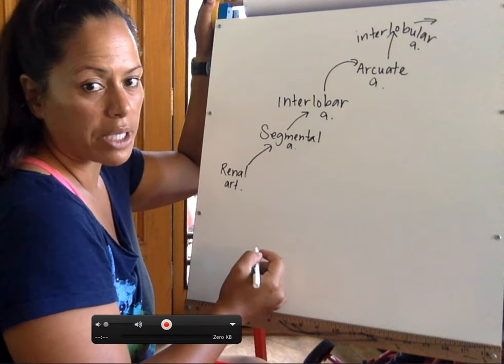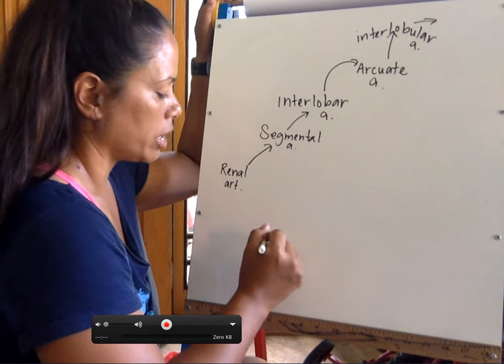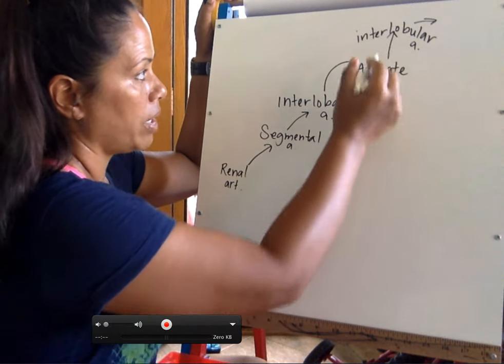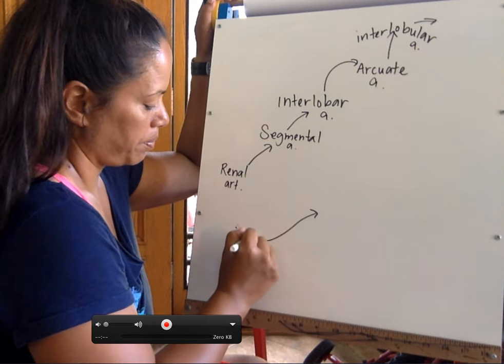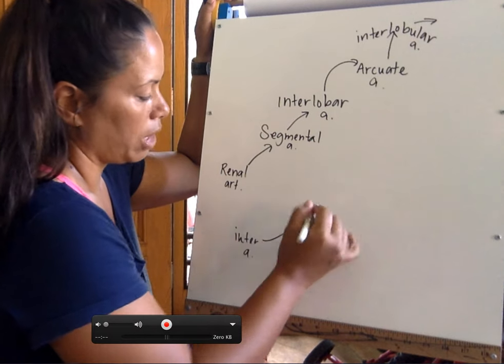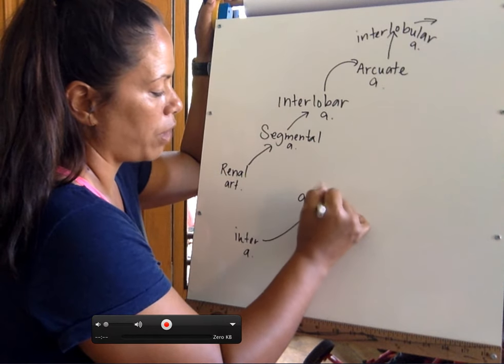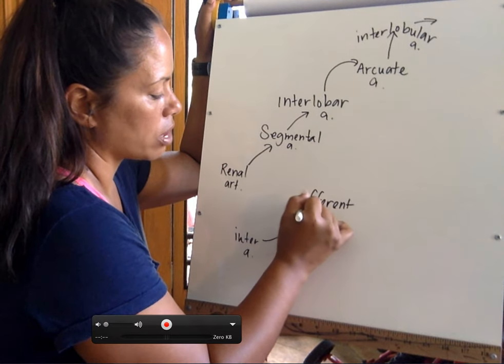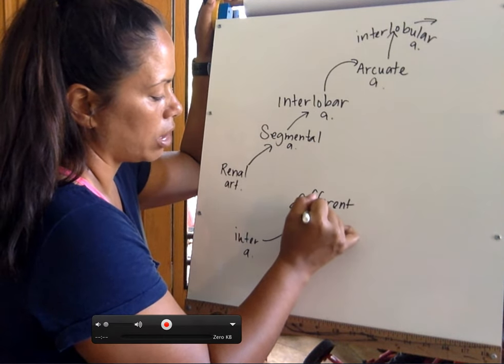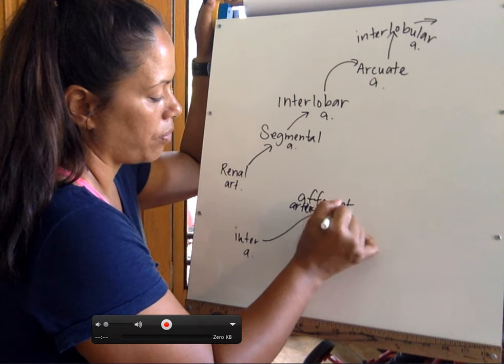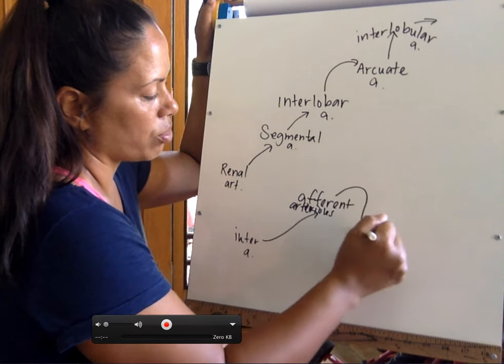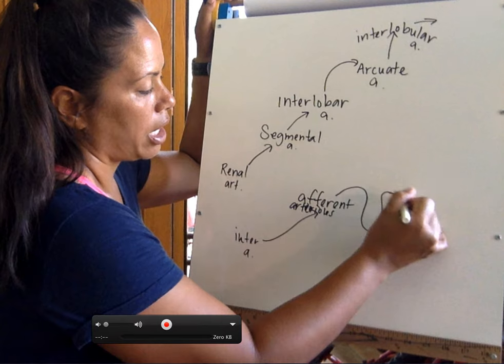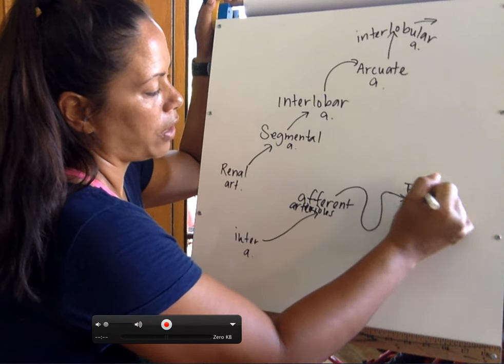But arteries become smaller blood vessels called arterioles. So from the interlobular artery, it goes through afferent arterioles. They're tiny arterioles. And then it passes through a group of capillaries and exits as efferent arterioles.